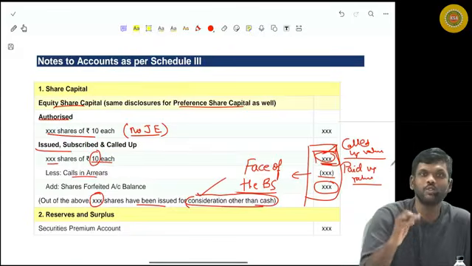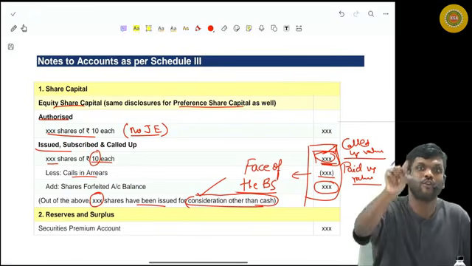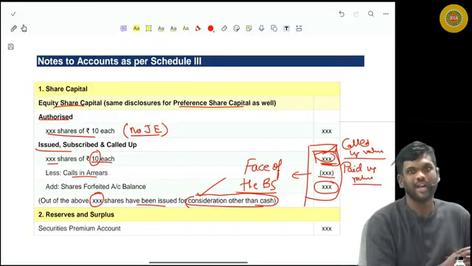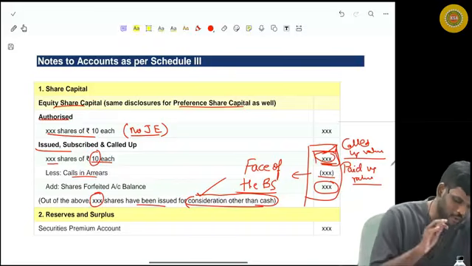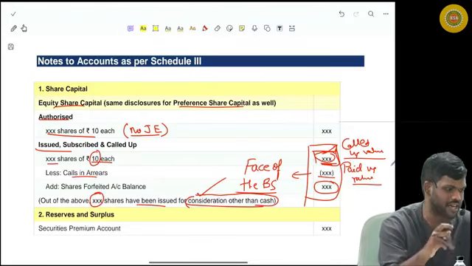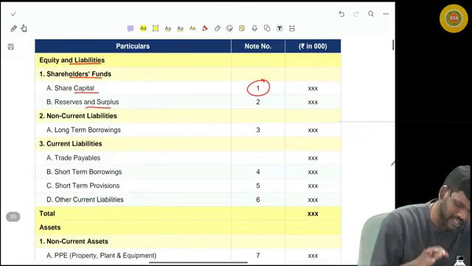Companies Act wants you to tell the users how many shares you have issued for a consideration which you have received other than in the form of cash. Those number of shares should be separately disclosed. I hope you are clear with this. This disclosure should come separately for equity share capital and separately for preference share capital. Let us go to the second one.